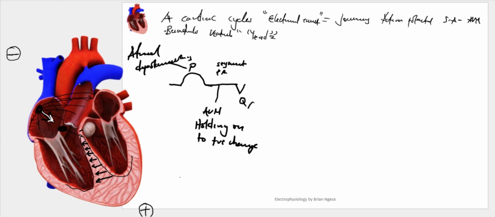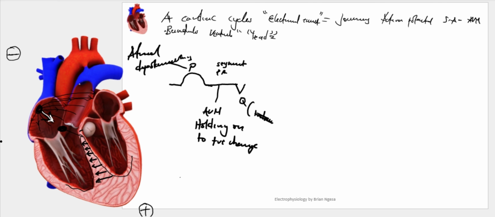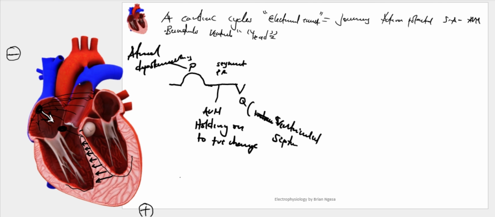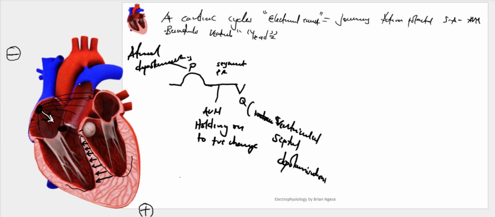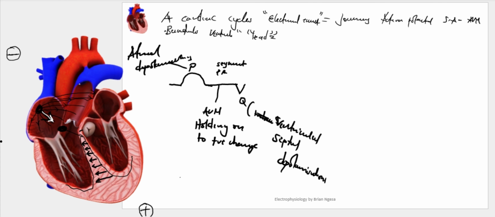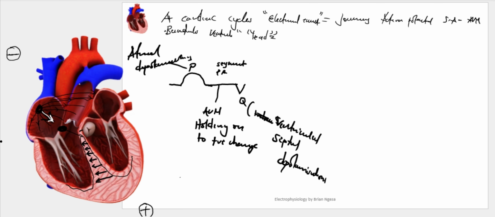So the Q wave, what does it represent? It represents ventricular septal depolarization. So having that, now we have our septum depolarized. We'll now proceed to depolarize the ventricles.